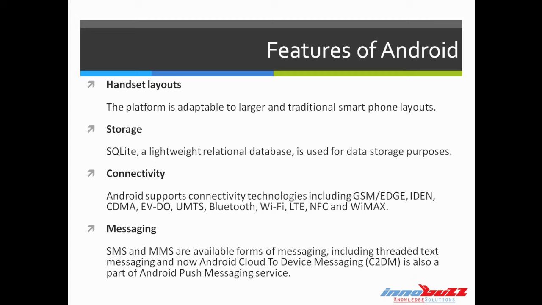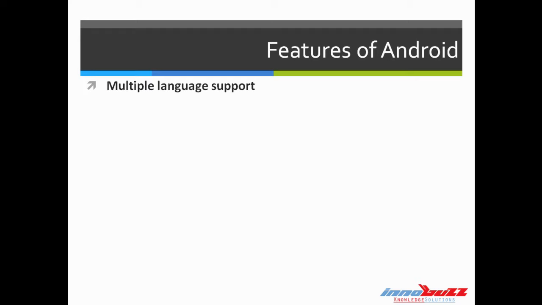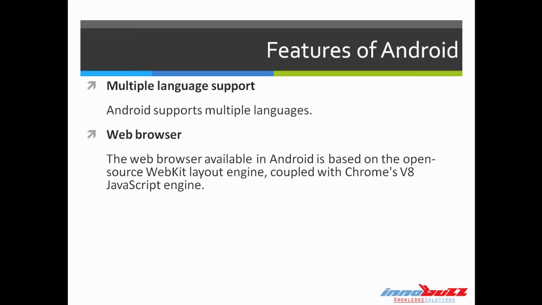Messaging. Android supports SMS and MMS forms of messaging. It also includes threaded text messaging, and the new Android Cloud-to-Device messaging framework allows Android push messaging service. Multiple language support. Android supports multiple languages. Web browser. The web browser, which is available in Android, is based on the open source WebKit layout engine coupled with Chrome's V8 JavaScript engine. This means that Android has a powerful web browser similar to the browsers available in the market for desktops.